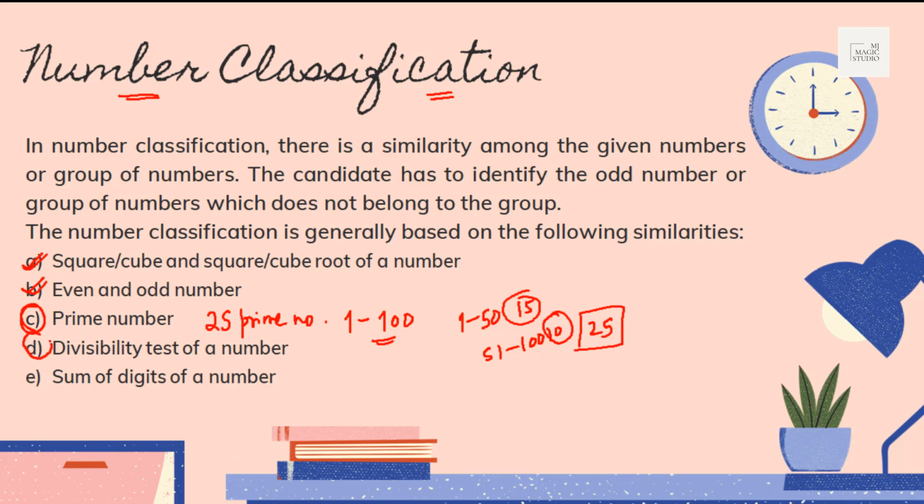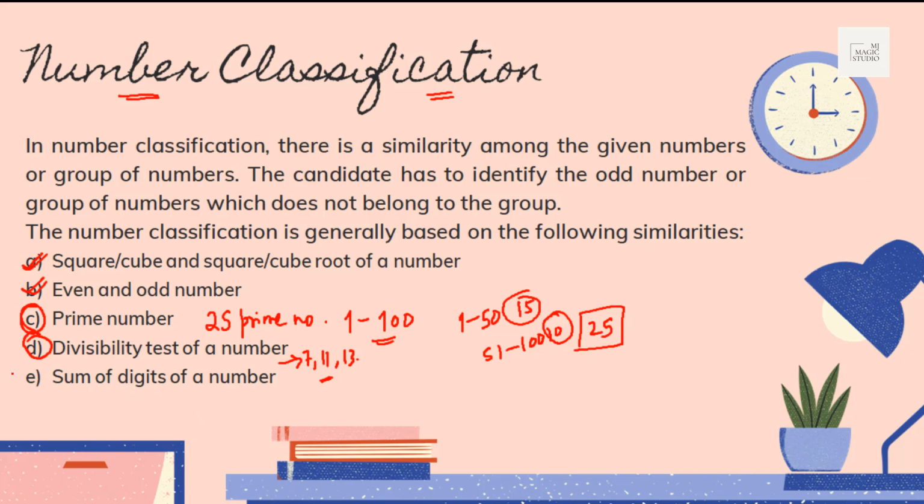Next is the divisibility test of numbers. A number is divisible by 4, 5, 9, 7, 11, 13. So go through 7, 11, 13 also, because these would be something where number classification can be tricky.